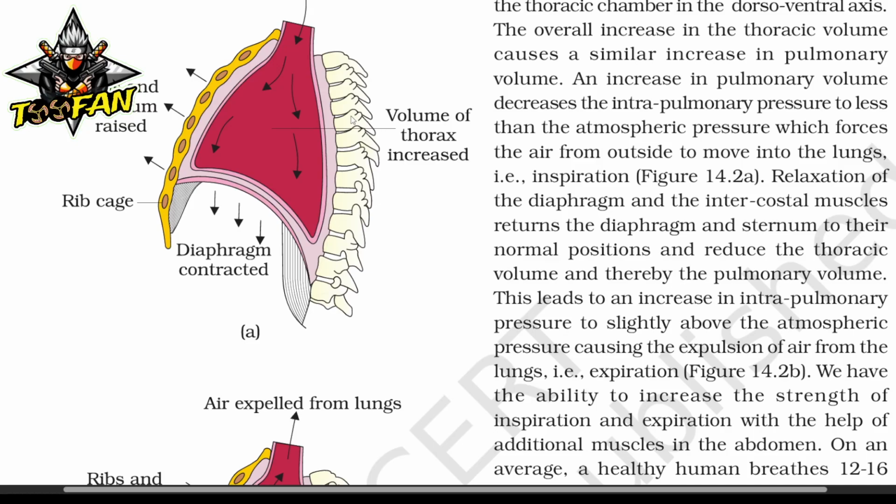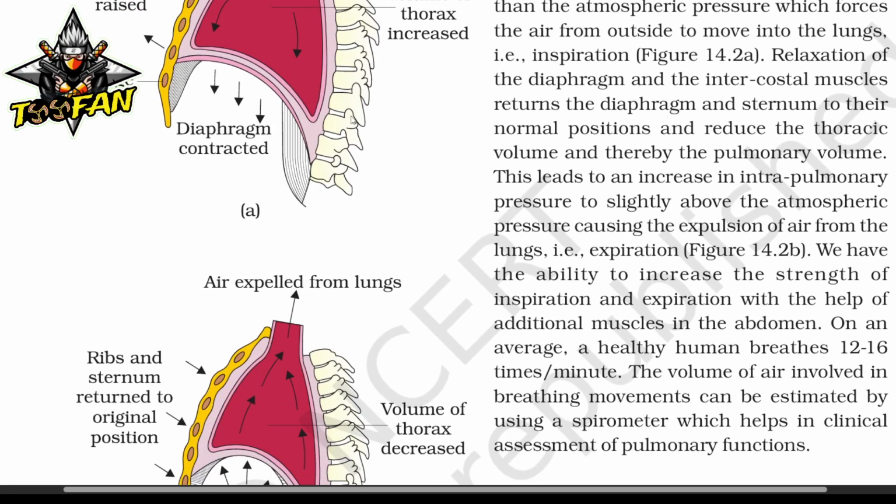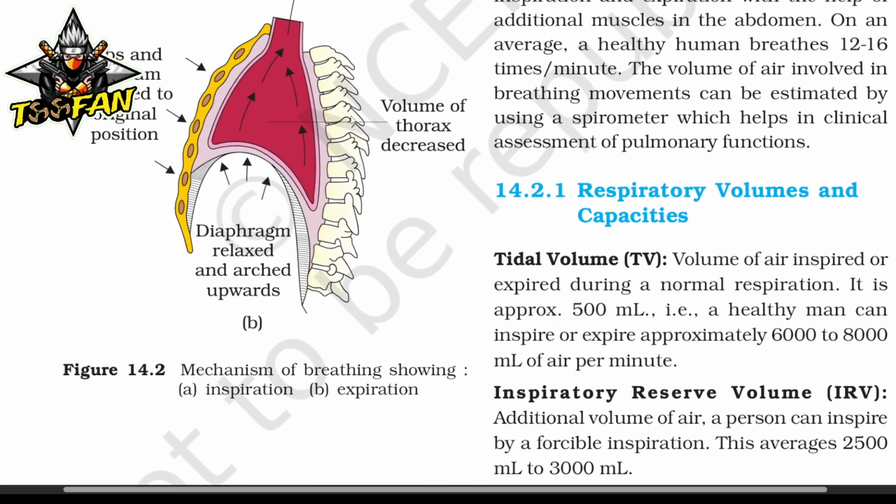We have the ability to increase the strength of inspiration and expiration with the help of additional muscles in the abdomen. On average, a healthy human breathes 12 to 16 times per minute. The volume of air involved in the breathing movements can be estimated by using a spirometer, which helps in clinical assessment of pulmonary functions. Respiratory volumes and capacities.